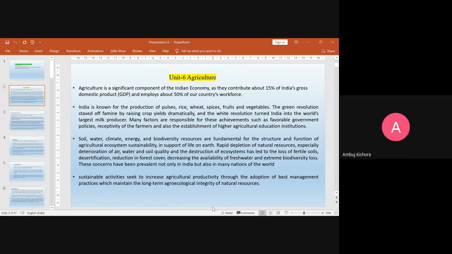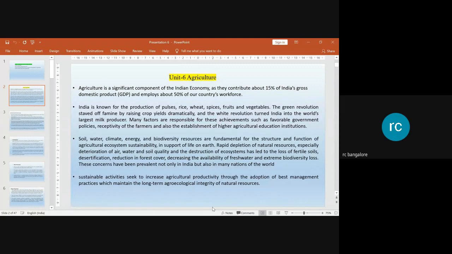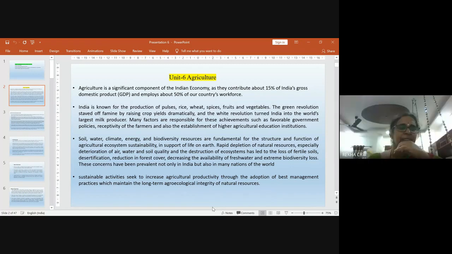Ma'am, screen is not visible. Madam, it's not visible. Madam, it is visible to us. Other students: yeah, it is also visible to us. Visible, madam. Just check your net connection then.